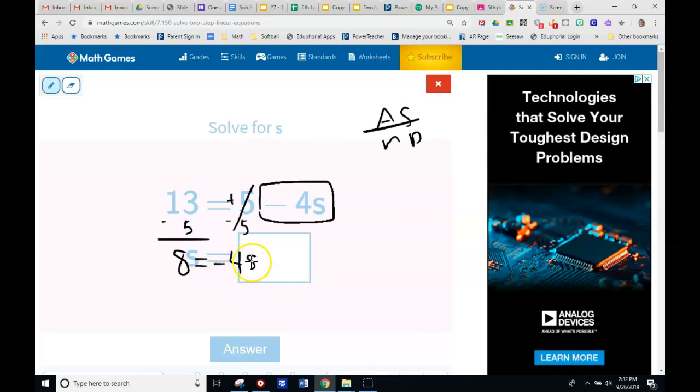So to undo multiplying by 4, I would have to divide, and make sure you remember to include this negative. You are dividing by negative 4. Those cancel. I have to do the same to the other side. So that is 8 divided by negative 4, which is negative 2. So negative 2 equals s.